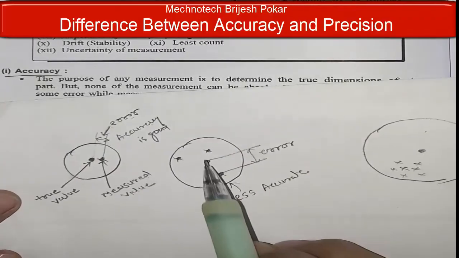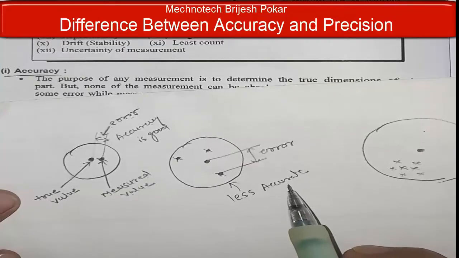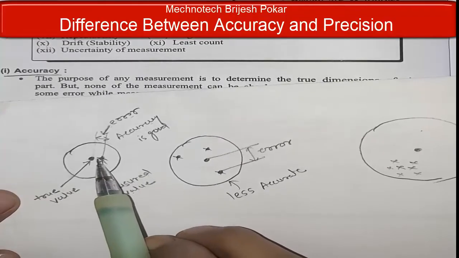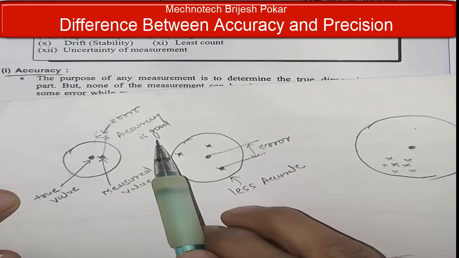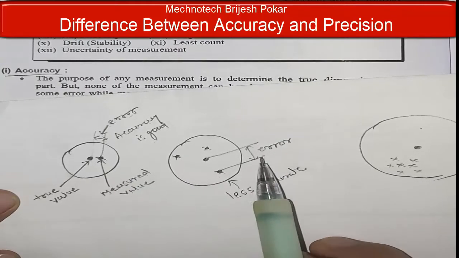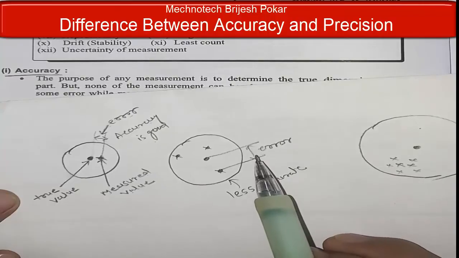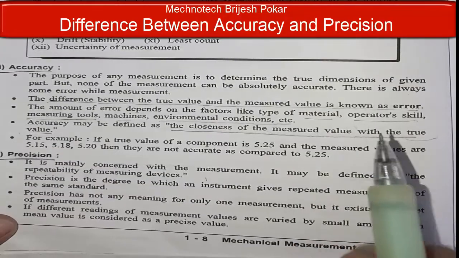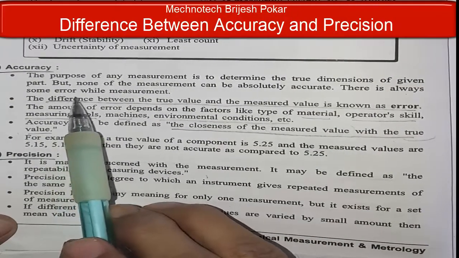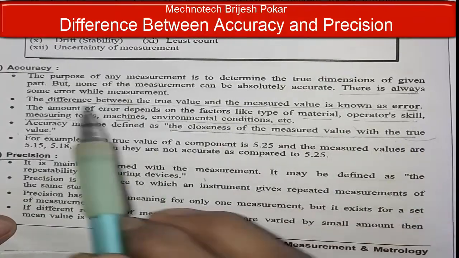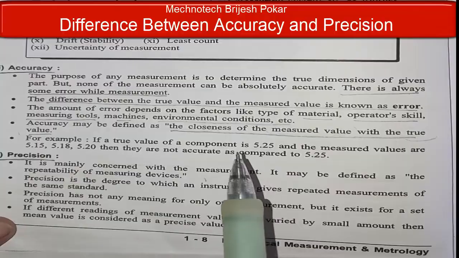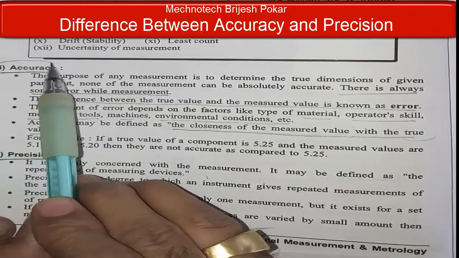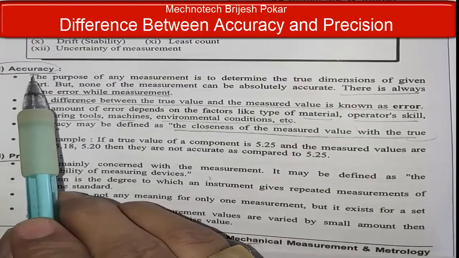Suppose error is more, then we can say it is less accurate. Here you can see the error is very little, so accuracy is good, we can say. But here the error is more, so it is called less accurate, right? There is always some error in measurement. Whatever we measure, there is always some error present. So this is what we are talking about with accuracy.